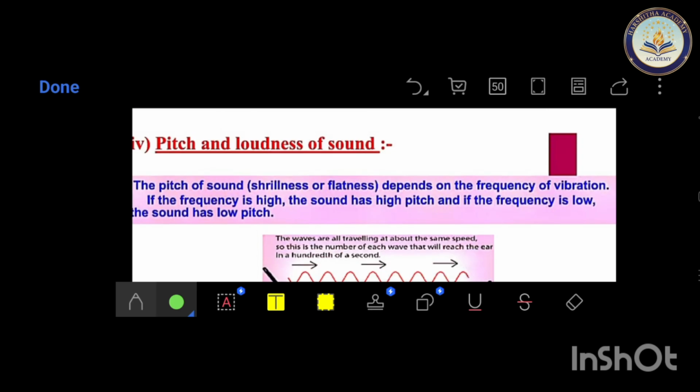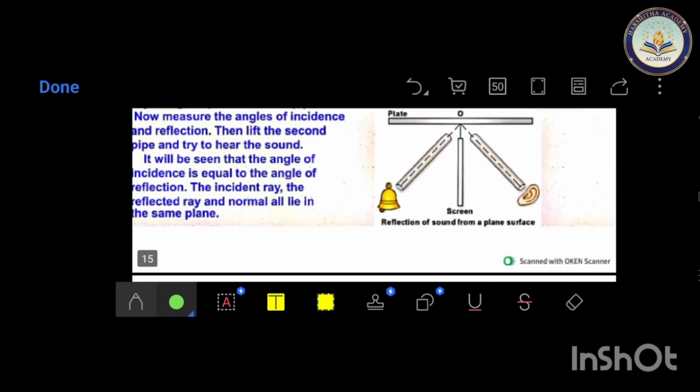So let's get to pitch and loudness. What is pitch? The shrillness of a sound is called pitch. This is a simple sentence. What is loudness? Loudness is the quality of sound.